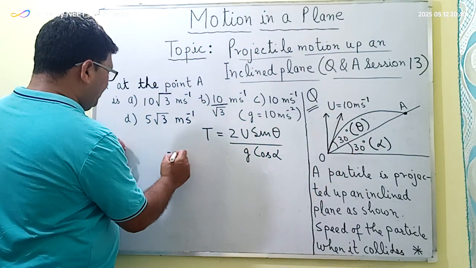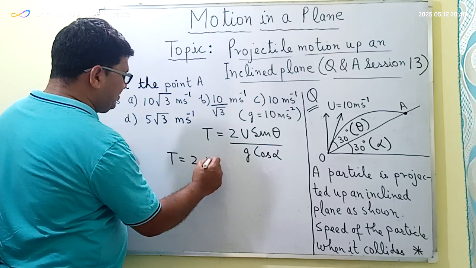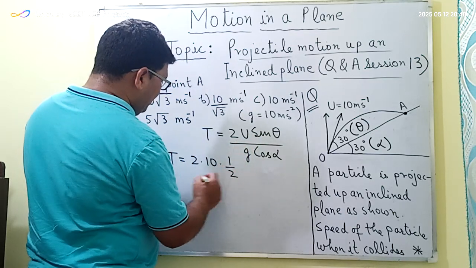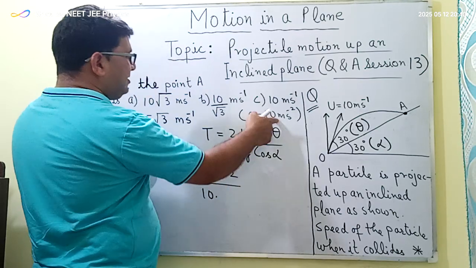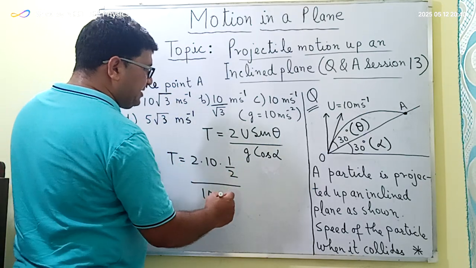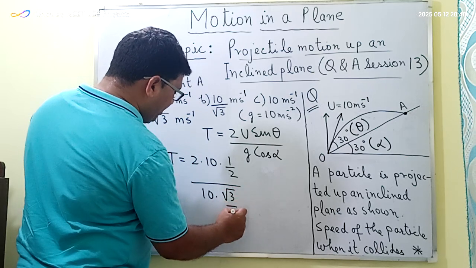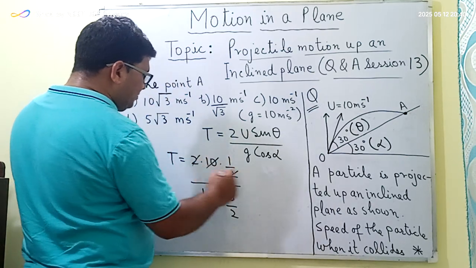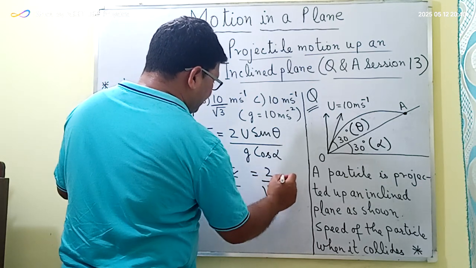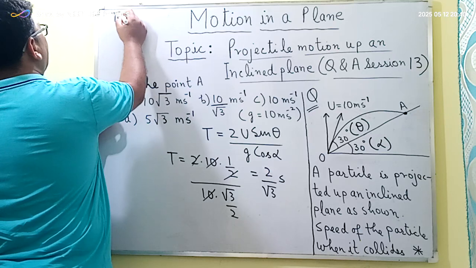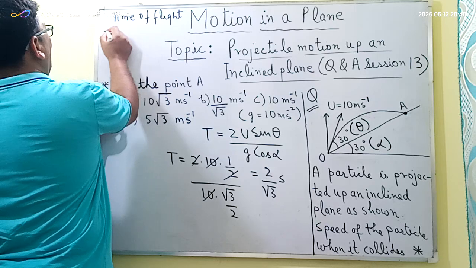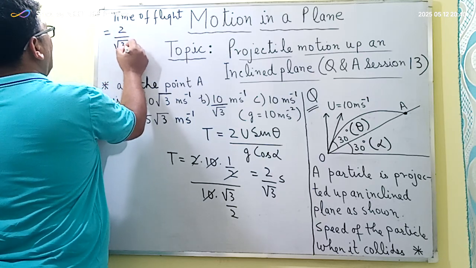So the time of flight will be equal to 2 into u, which is 10 meter per second. Now theta is equal to 30 degrees, so sin 30 is equal to 1 by 2, divided by g. g is to be taken as 10 meter per second square in this question, and alpha is again 30 degrees. So cos alpha, that is cos 30, will be equal to root 3 by 2. From here this 10 and 10 will get cancelled out, and 2 and 2 will also get cancelled out. So the time of flight is equal to 2 upon root 3 seconds. I am writing this time of flight on the top of this board. The time of flight is equal to 2 upon root 3 seconds.